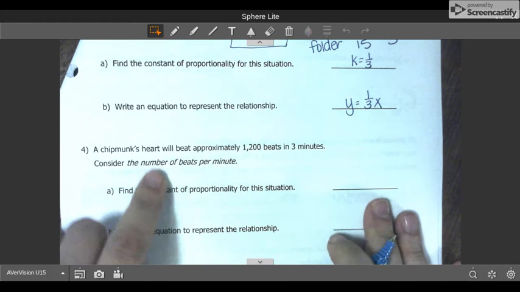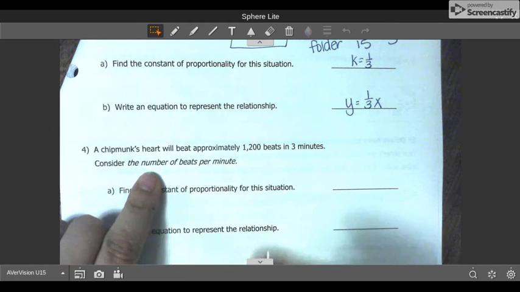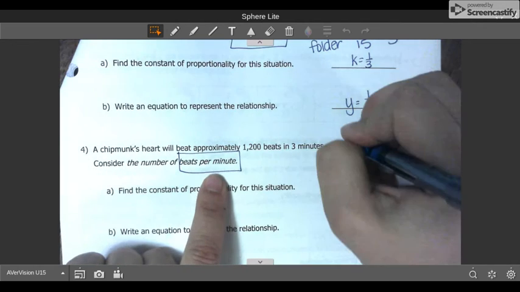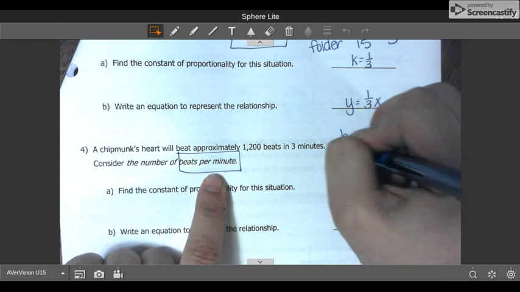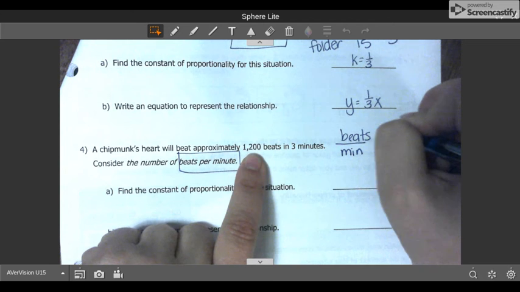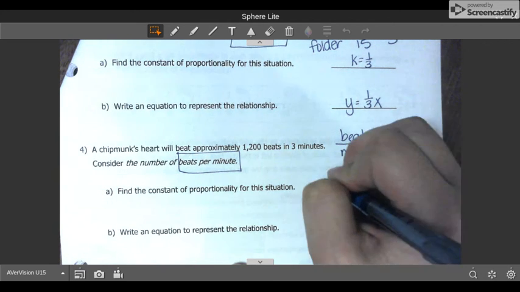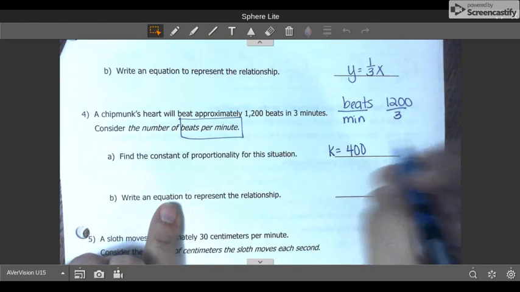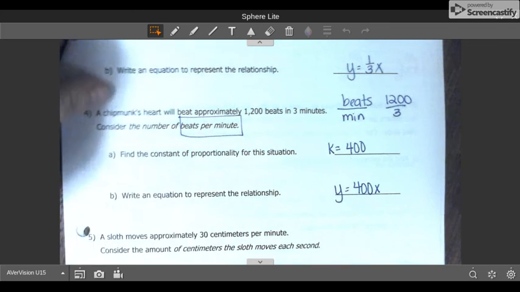A chipmunk's heart will beat approximately 1,200 beats in 3 minutes. Consider the amount of beats per minute. It's telling you the order it wants you to divide. Beats per minute. 1,200 beats per 3 minutes is 400 beats. So the constant of proportionality here is 400, and the equation here would be y equals 400x.